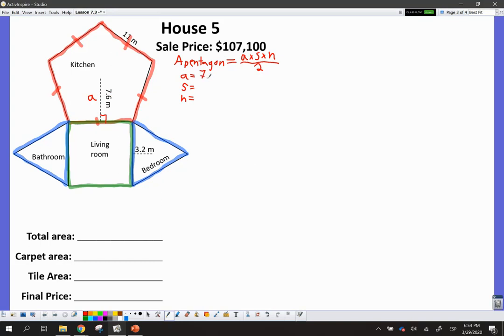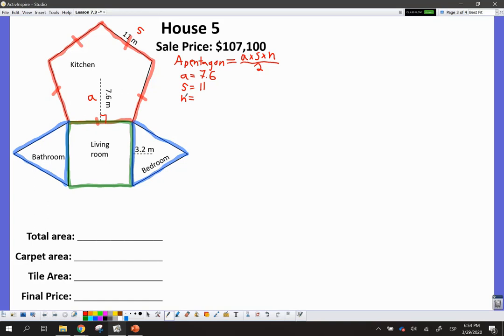So I'm going to write that down here so that I have that safe. The apothem is 7.6 meters. Now I need the side length, and if I look around my pentagon, I see I have 11 meters up here. So that must be my side length. So I'm going to put 11 here for the side length.